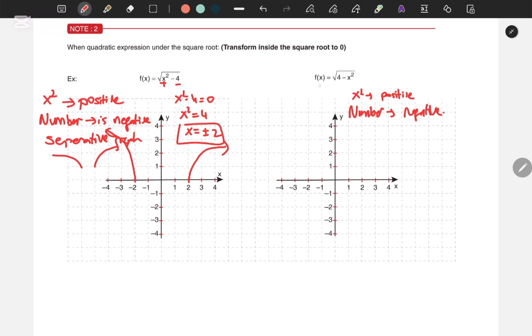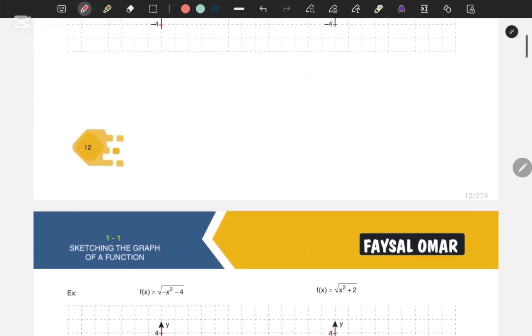So what's the meaning of this one? Number is positive, x squared is negative. We have a semicircle graph. The semicircle from negative 2 to positive 2. Teacher, how do you know that it is from negative 2 to positive 2? From here, 4 minus x squared equal to 0, 4 is equal to x squared, x equal to positive negative 2. Okay?